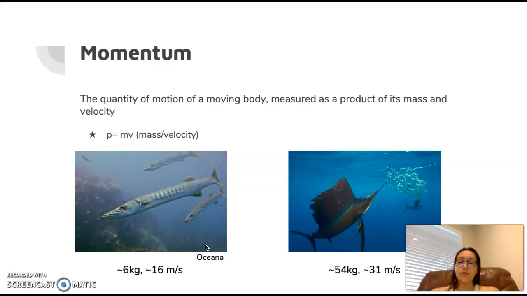The barracuda weighs 6 kilograms, but can go 16 meters per second, while the sailfish weighs 54 kilograms and can go 31 meters per second, which makes their momentum, momentum is m times v, so 96 kilograms meters per second for barracudas, and then 1,674 kilograms meters per second for the sailfish. Because momentum is a vector quantity, it would also have to be said which direction these fish were going in.